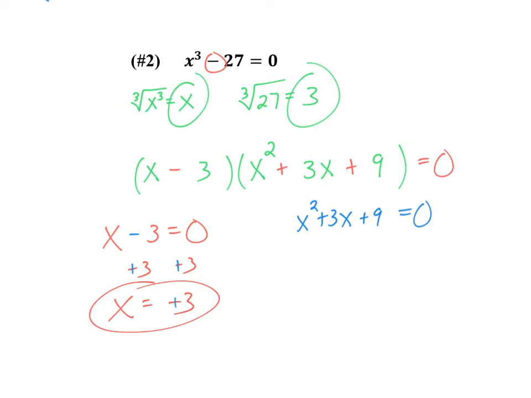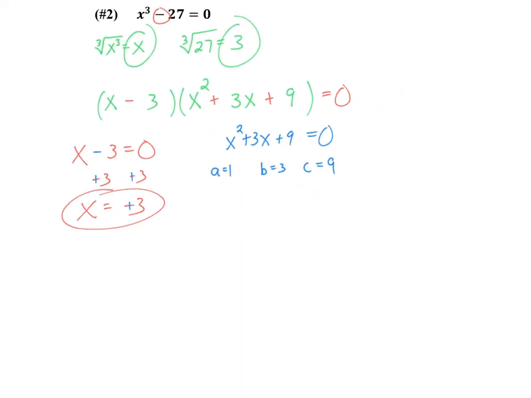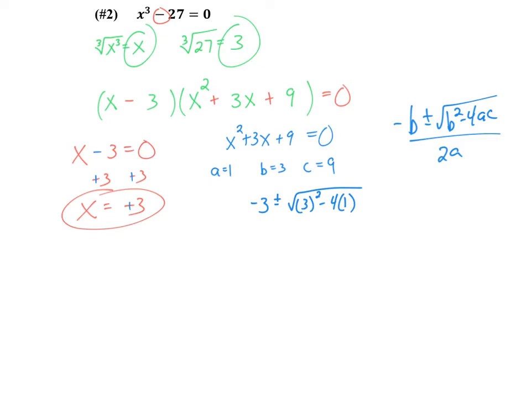So the second part in blue. Since we can't factor it, we can try doing a quadratic formula where a equals 1, b equals 3, c equals 9. So we do quadratic formula. Remember the formula is negative b plus or minus square root of b squared minus 4ac all over 2a. That's the formula we use. So the opposite of b is negative 3. And then we have 3 squared minus 4 times a times c, all divided by 2 times a.